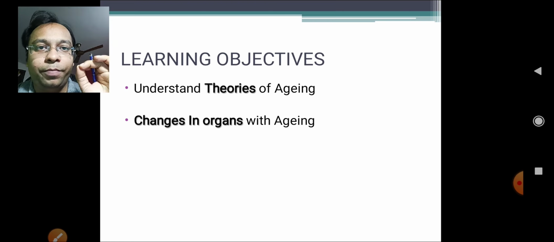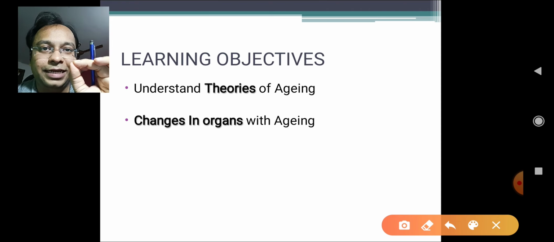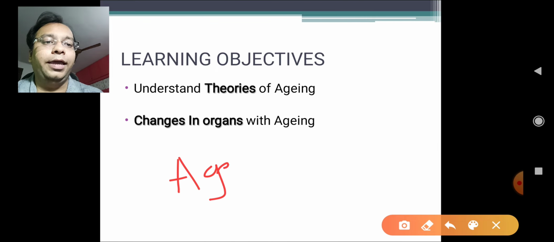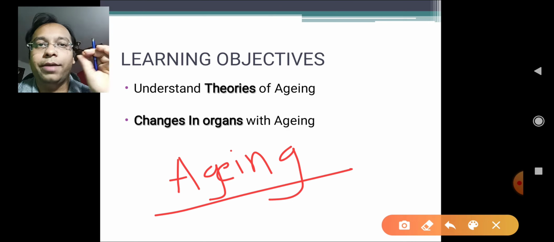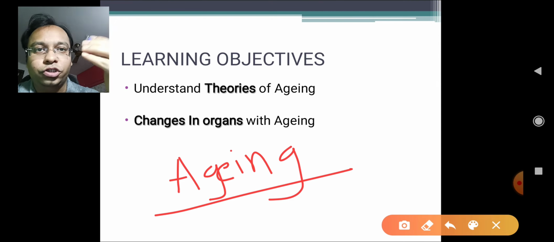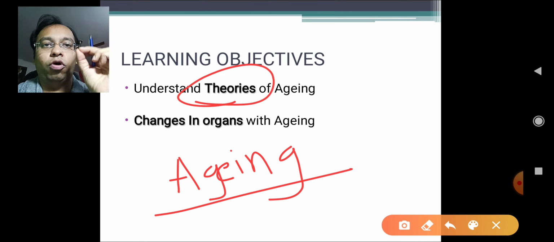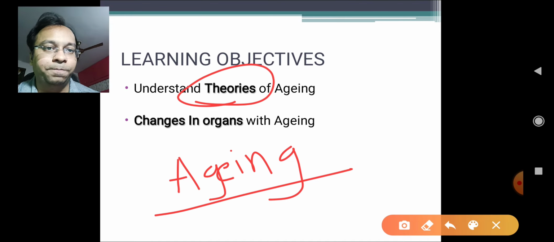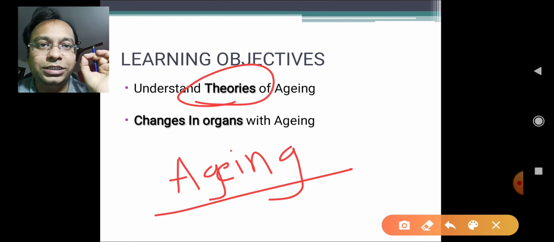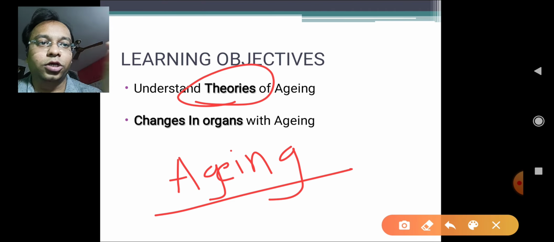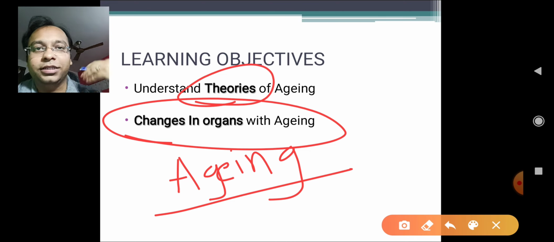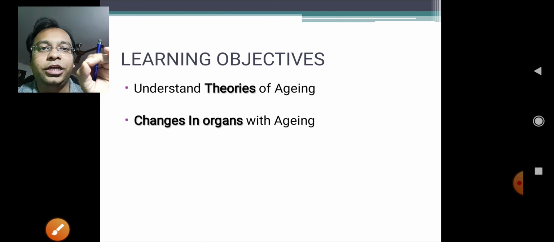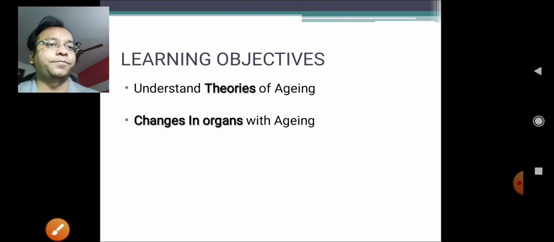At the end of the presentation, a student should understand the basic definition of aging. What do you mean by aging? Right, you should be able to understand the definition. Then students should understand the basic theories of cellular aging. There are many theories for aging that we will discuss. Then students should understand which changes happen in the organs with advanced age. So which are the changes in the organs that you should know. So those are our learning objectives for today's discussion.